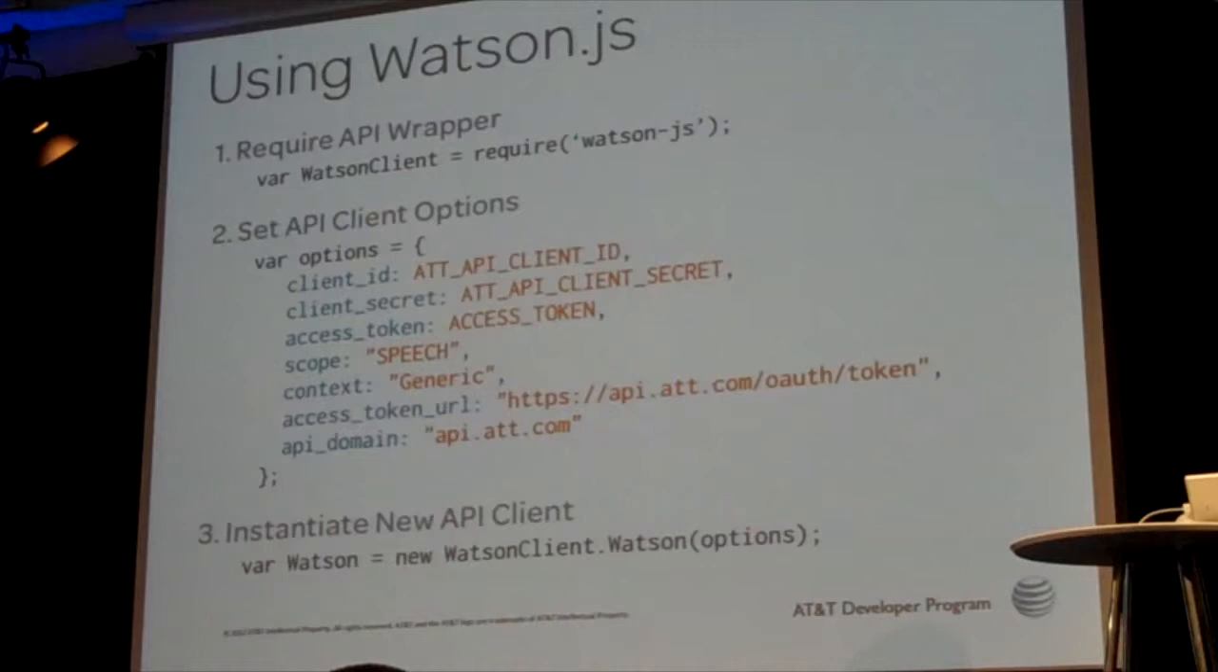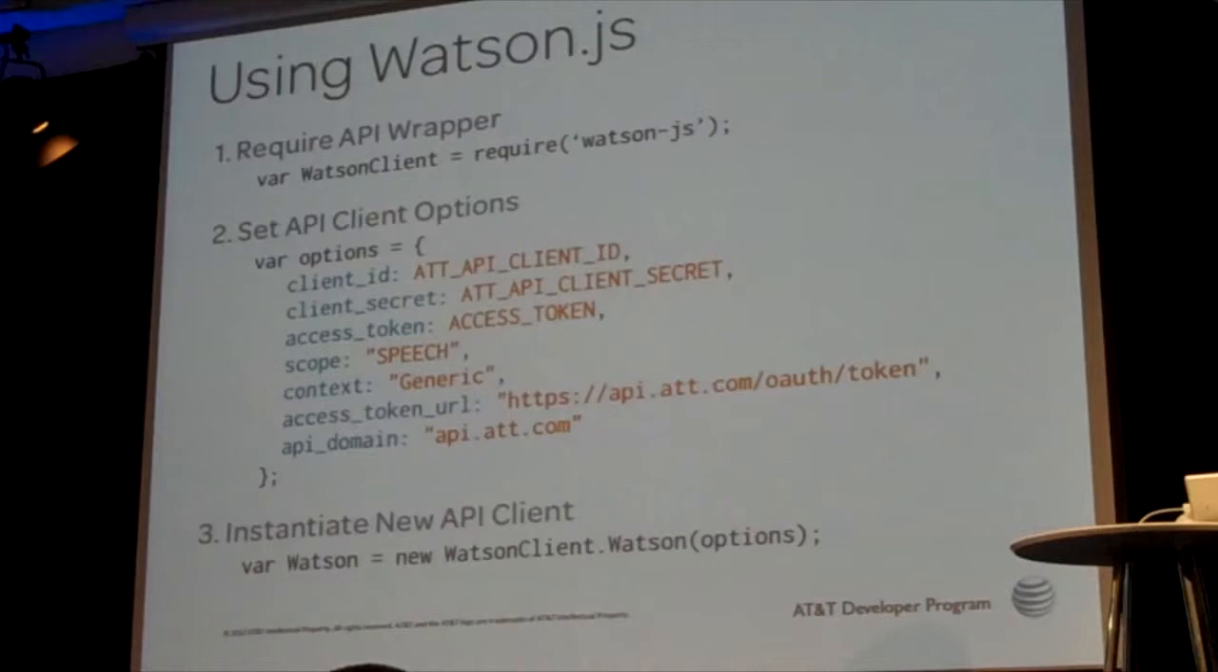So using Watson.js on Node is fairly simple. It's like any other API wrapper that you've used. You just require the client into your app. Then once you've done that, you set your client options. And the client options are equivalent to mostly what's in the request headers when making your OAuth 2 calls to actually connect with the AT&T API.